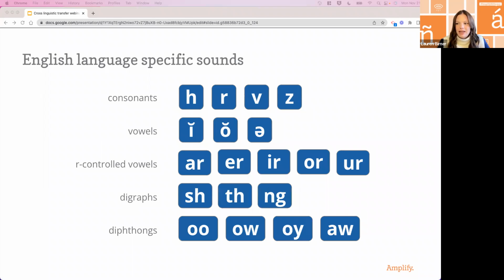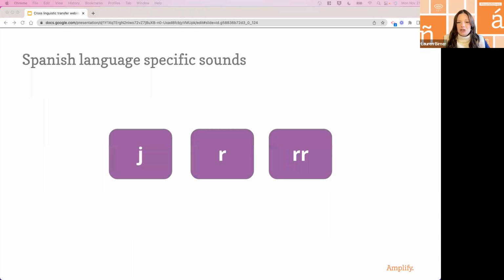And then finally, we have a couple of unique digraphs and diphthongs that won't directly transfer. So for our English learners, it's important to make sure that these are being explicitly taught because of their lack of a similar sound in the Spanish language. So while these are all of the pieces that we need to explicitly teach in English, there are actually only three unique Spanish sounds that our Spanish language learners will have to master. So you can see them here.